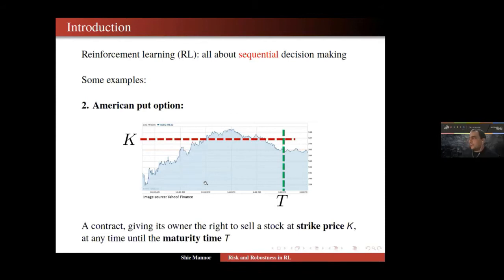Perhaps the most successful application of RL is in the stock market. So this is an American put option. An American put option is a contract that gives its owner the right to sell stock at a strike price K. So if the price is above K, the option is valuable. If it's below K, there is no value to the option. And there are many questions in American put options, such as when to execute, but also, and perhaps more importantly, how to value the option itself.